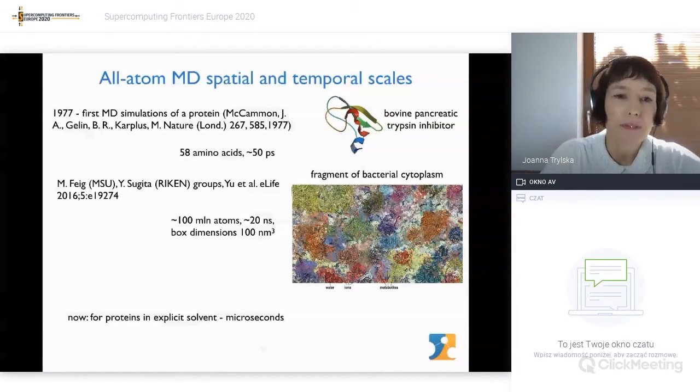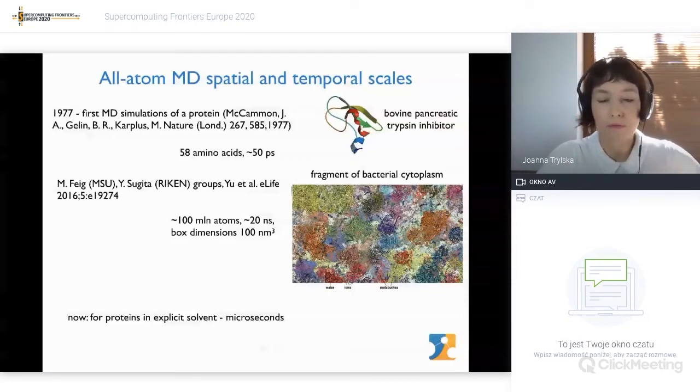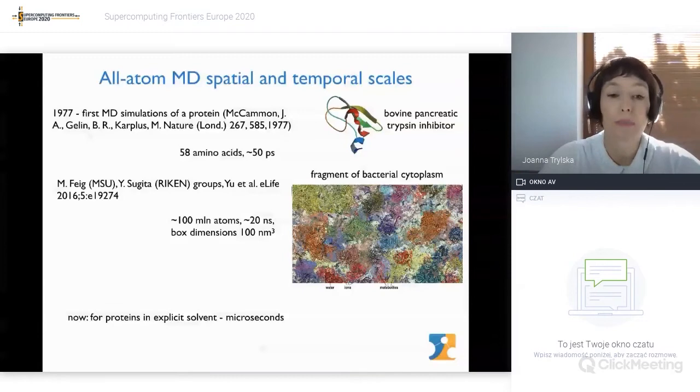And in 2013, Martin Karplus, and others, and also for other things, he received the Nobel Prize for these kinds of simulation techniques. Now, what we can do now for small proteins in explicit solvent, we can simulate microseconds routinely.